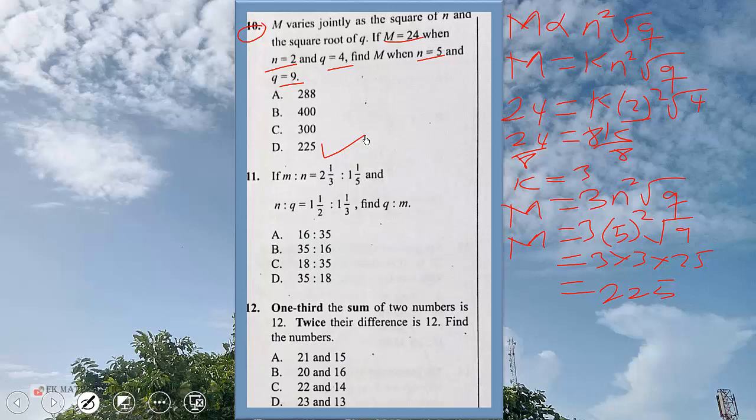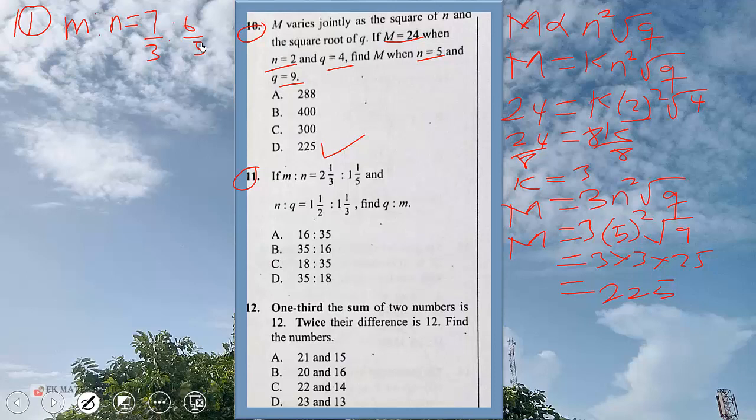Okay, so we move on to the next question, which is question number 11. Number 11 says that if m is to n is 2 whole number 1 over 3 is to 1 whole number 1 over 5. So m is to n will change to fraction 7 over 3 is to 6 over 5.